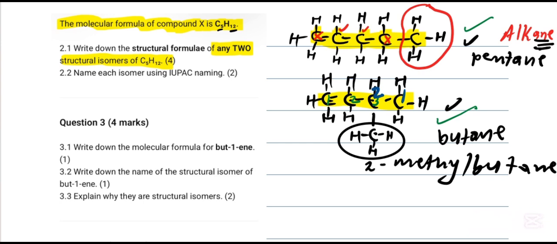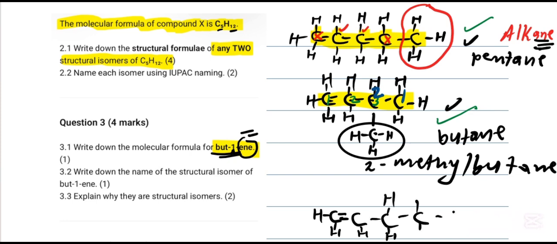Let's go to question number 3. Question number 3 says, write down the molecular formula of butene. So before you write the molecular formula, start with the structural formula to make it easier. But means 4, 1 2 3 4. There are 4 carbon atoms. Then butene, which means there is a double bond on carbon number 1. So there is a double bond here. Then we write all the atoms, all the hydrogen atoms, all of them.